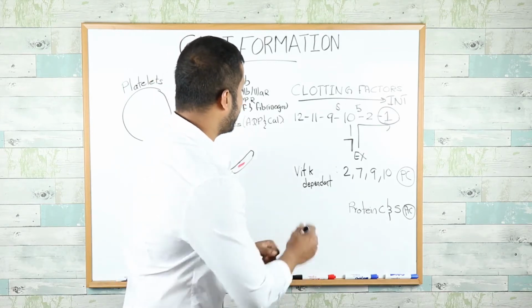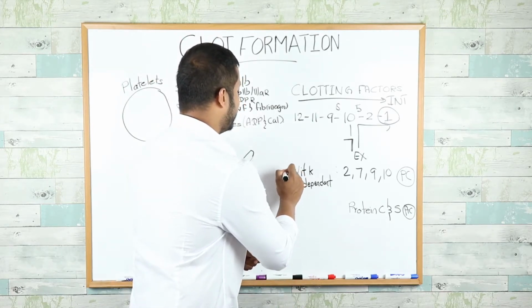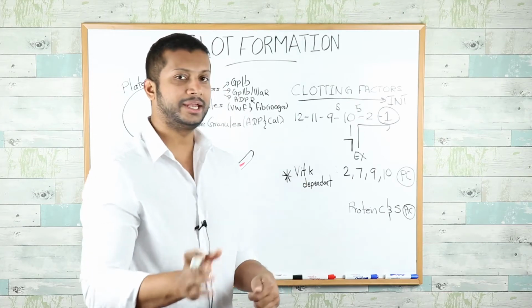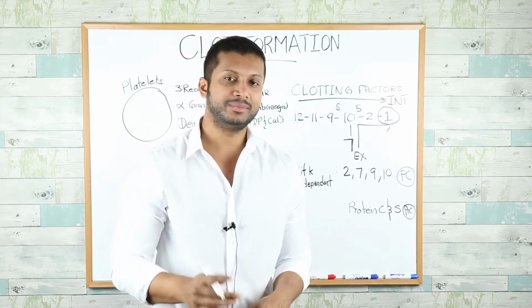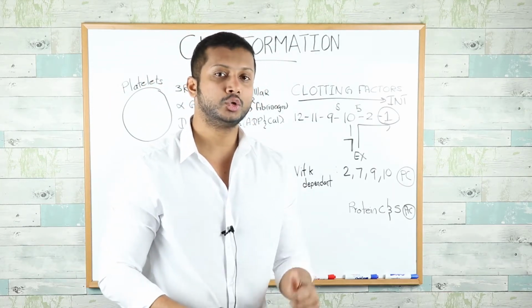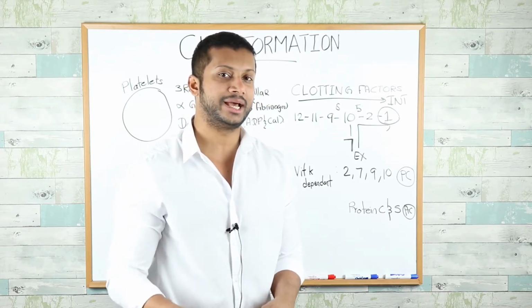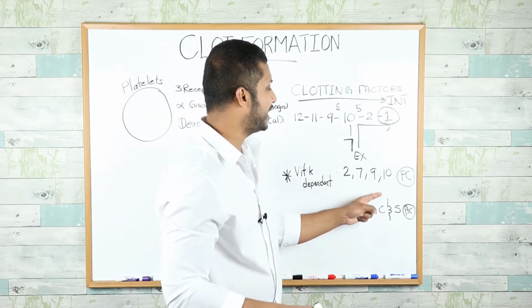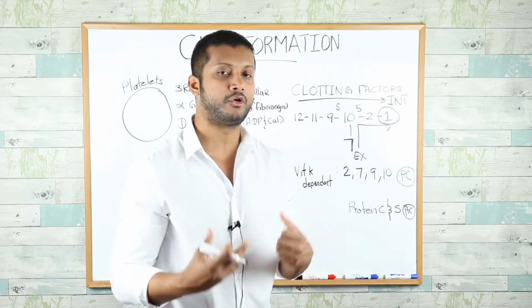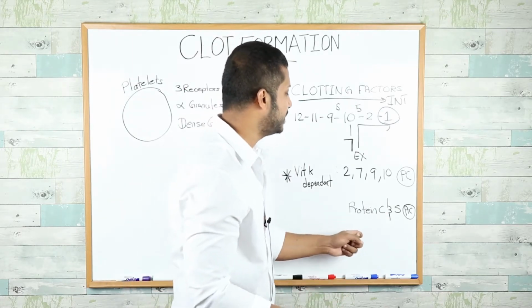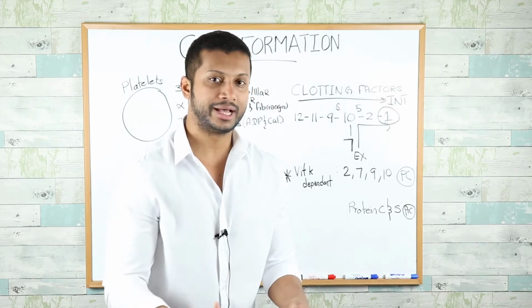Alright, and again I also want to make you remember what the vitamin K dependent clotting factors are. The vitamin K dependent clotting factors are 2, 7, 9, 10 and protein C and protein S. And remember, 2, 7, 9, 10 are procoagulants, they form clots, whereas protein C and S are anticoagulants, they break down clots.